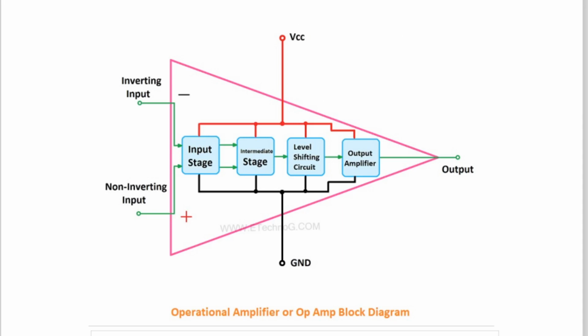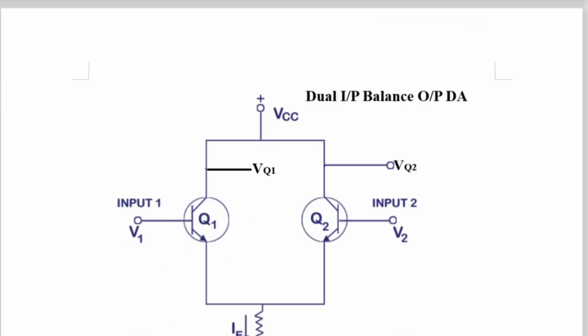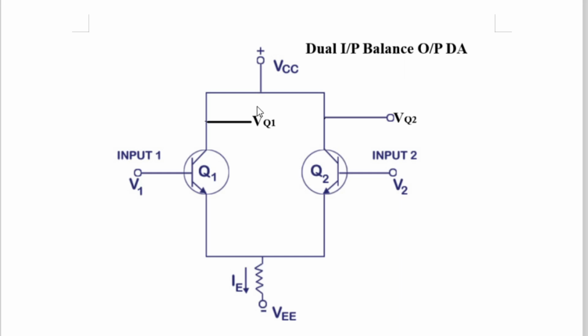Now, an example of this IC. Here again there are 4 blocks and their names are here, so you can go through this. It's very simple. The first block we called dual input balanced output DA. What is a dual input balanced output DA? It is an electronic circuit having 2 inputs, V1 and V2. Normally V1 is applied at the inverting input, V2 at the non-inverting input.